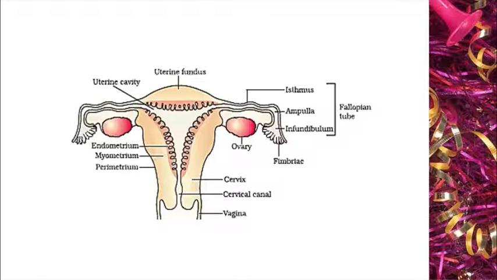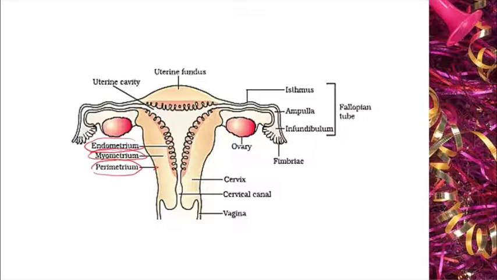So this is the perimetrium. The perimetrium, as you can see, is the outermost layer. It is a thin membranous layer. And we have the middle layer, which is known as the myometrium, myo meaning muscular. It is made of smooth muscles. It undergoes strong contraction during parturition.